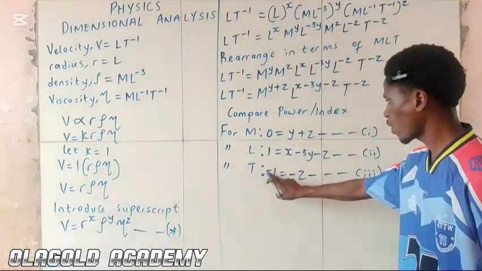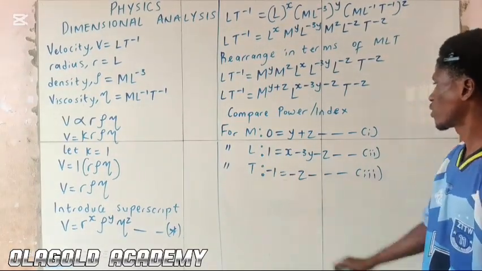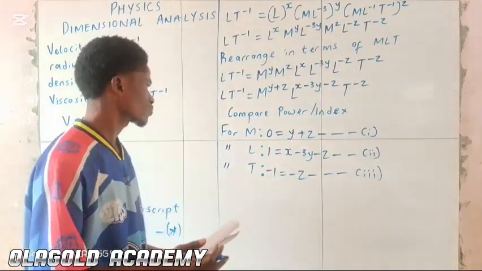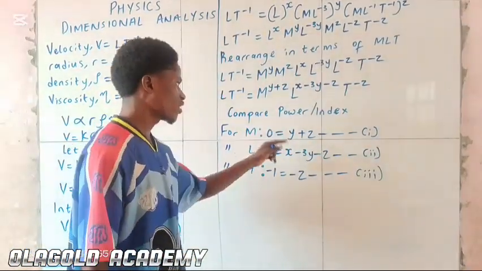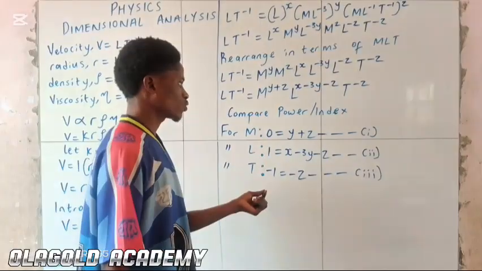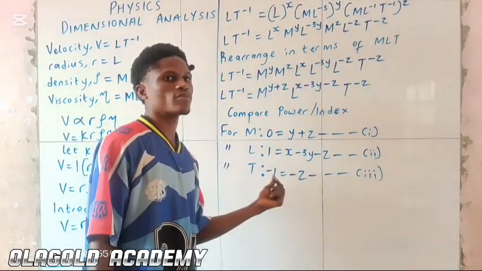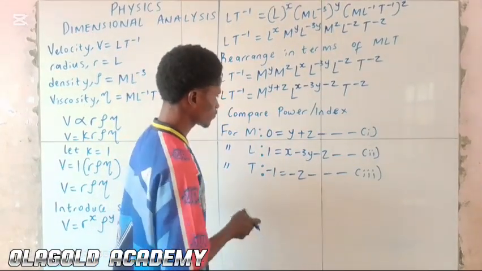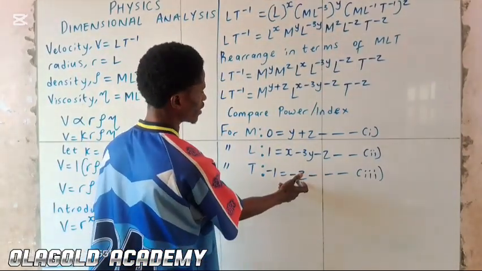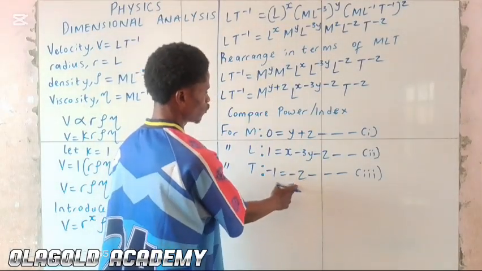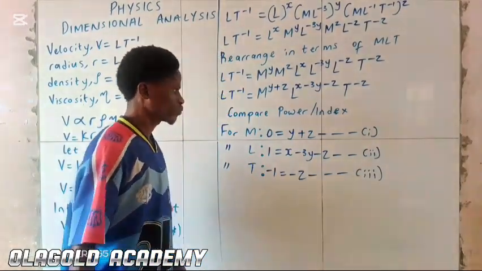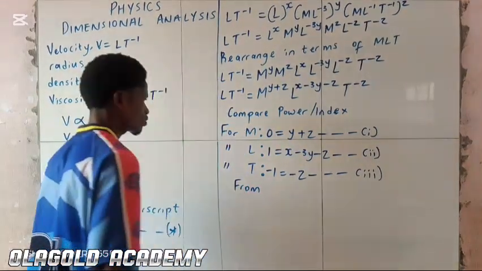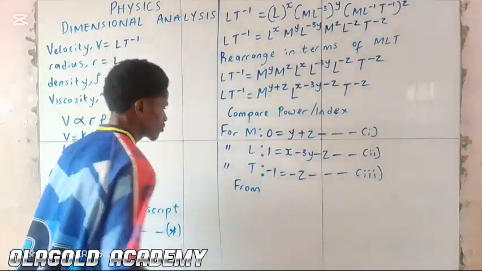Alright. Our next task now is to get the values of our variables. So from here now, we are going to look at the equation whereby we can quickly get the value for the variable. If we check these 3 equations, we can see that we can easily get the value of z from equation 3. So we're going to write from equation 3.